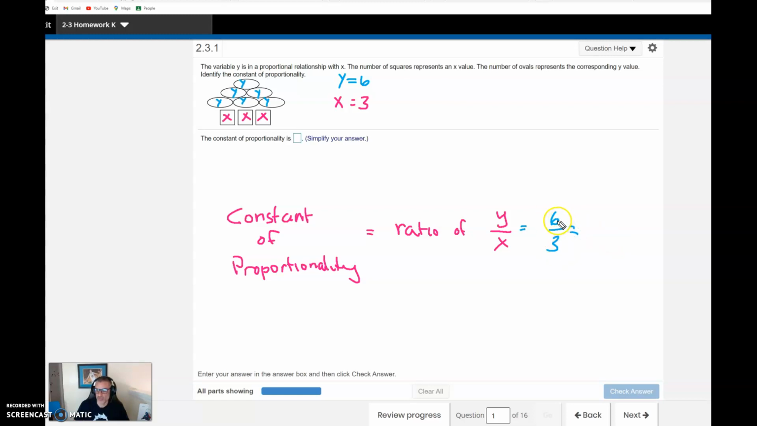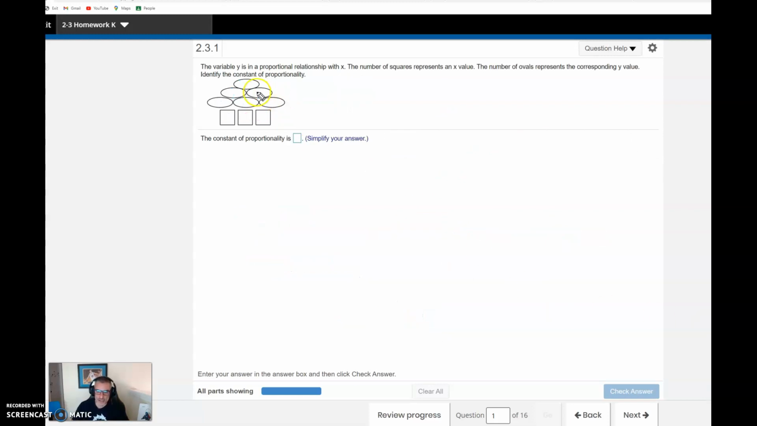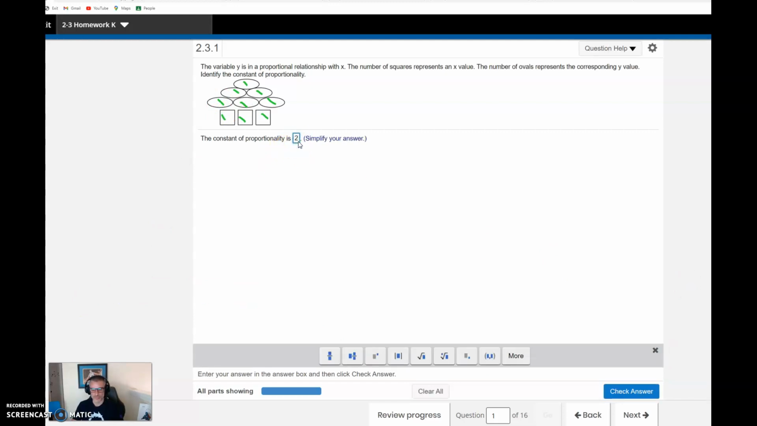Remember, this is just a division problem, right? 6 divided by 3 is 2. So the constant of proportionality in this case is 2. Well, what does that mean? That means there's 2 ovals for every square. And we can actually see that. I'm gonna delete this here real quick. Again, you can always pause if you need to. Here's 2 ovals, 1 square. 2 ovals, 1 square. 2 ovals, 1 square. So there's always 2 ovals for 1 square. Go ahead and put 2. Got it.